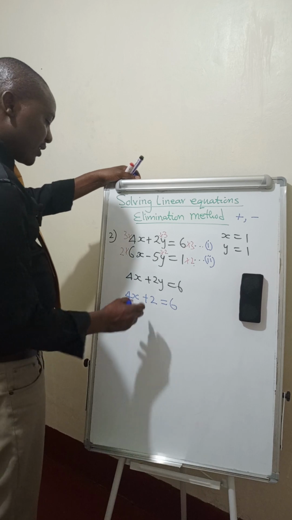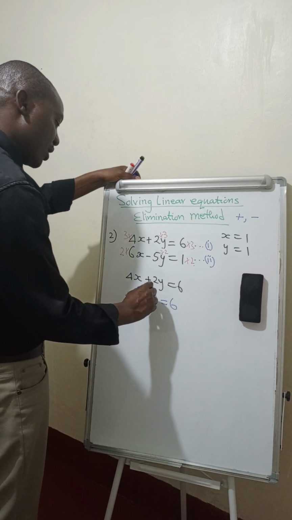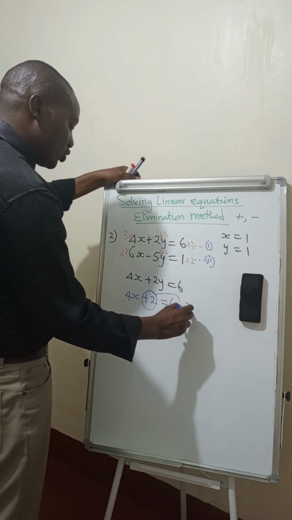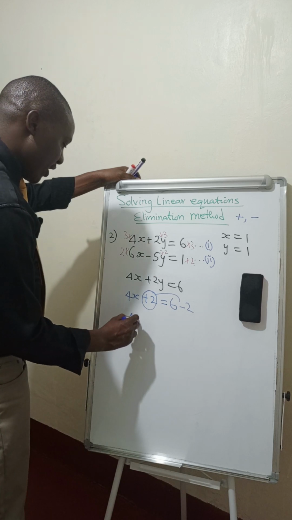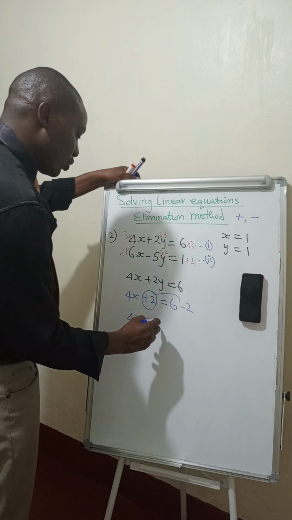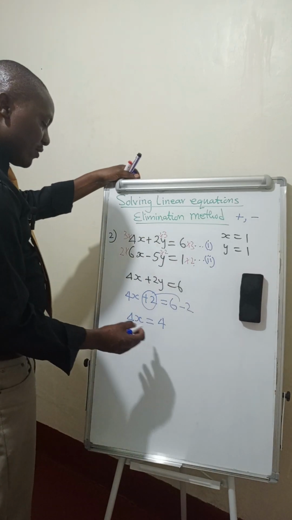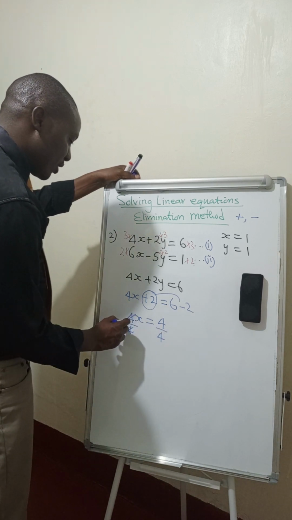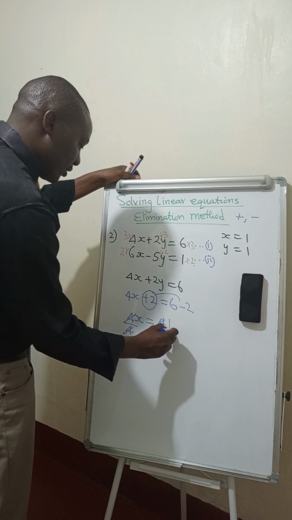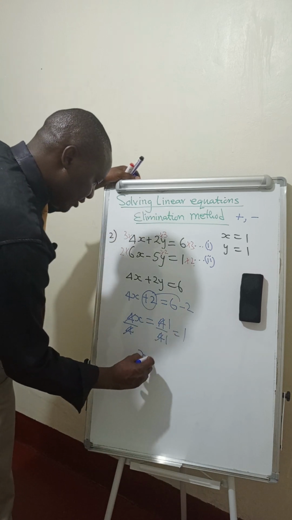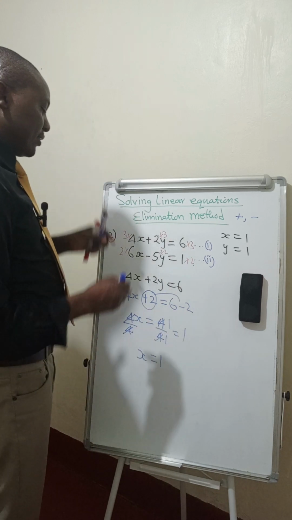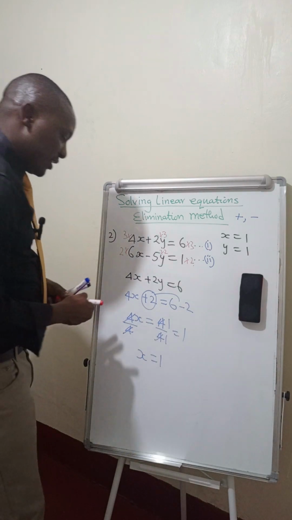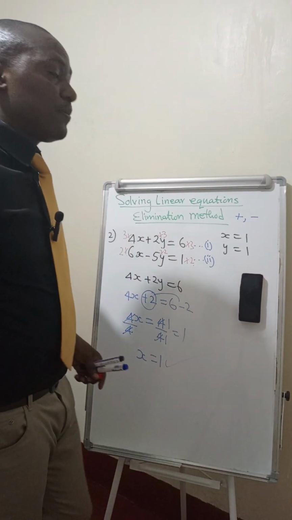We can collect the like terms. This plus 2 can come this side as minus 2. 4x is equal to 4. How do we get the value of x? 4 divided by 4, this one, 1. X is equal to 1. Imagine, it is that simple.